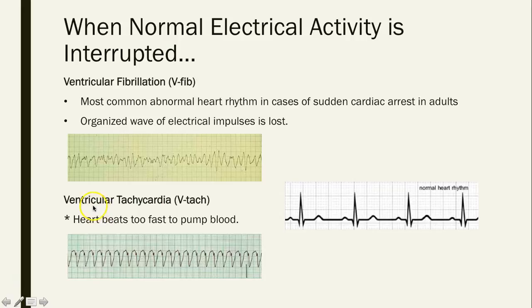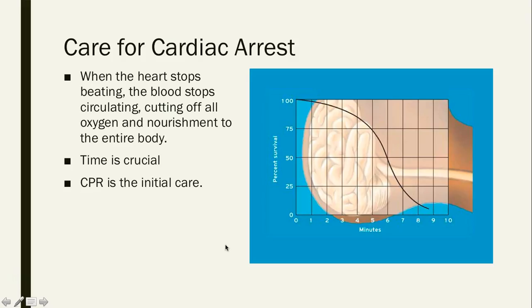Ventricular tachycardia, or VTAC. The heartbeat is too fast to pump blood. This is what a VTAC is going to look like. It's pumping way too fast for the blood to actually get oxygenated and send oxygenated blood through the body. So VFib and VTAC, know those.